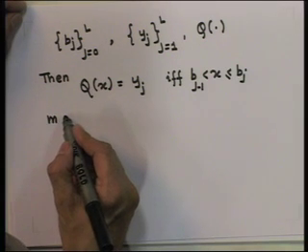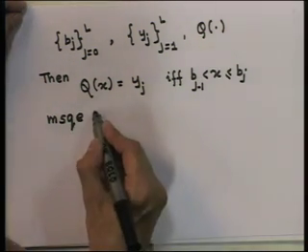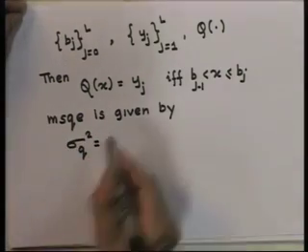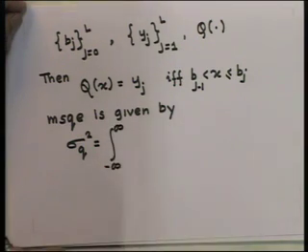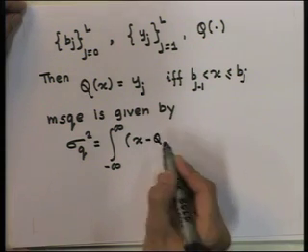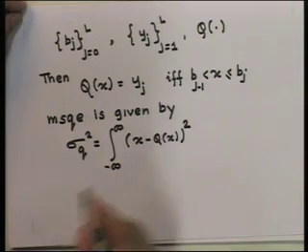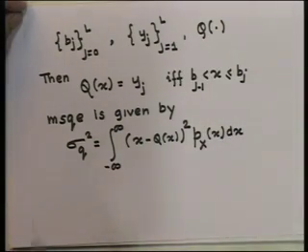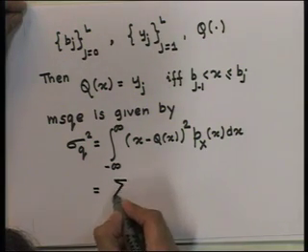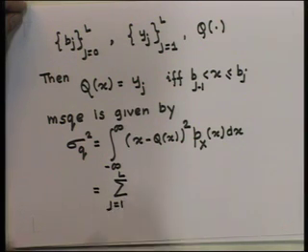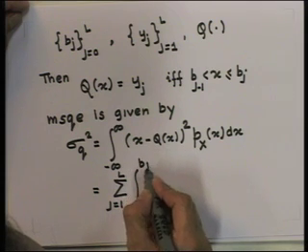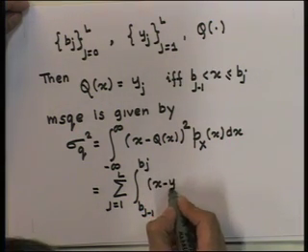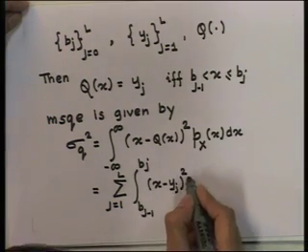Now, the mean squared quantization error is given by the integral from minus infinity to plus infinity of (x minus Q(x)) squared times the PDF of the random variable x, and this can be rewritten as follows: summation over L intervals, with the quantization error for a particular interval given by the integral.